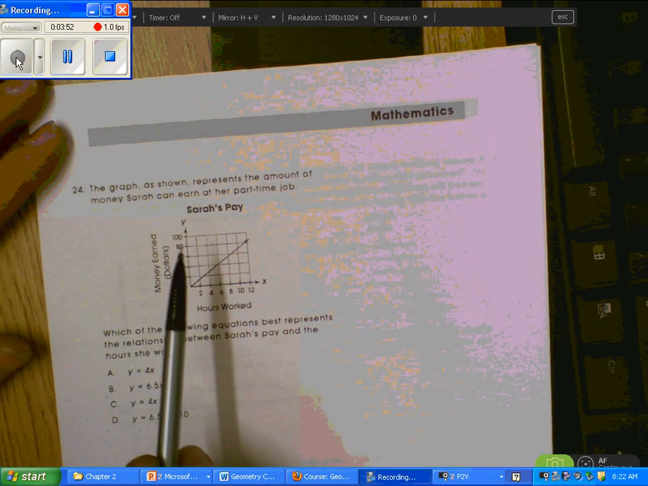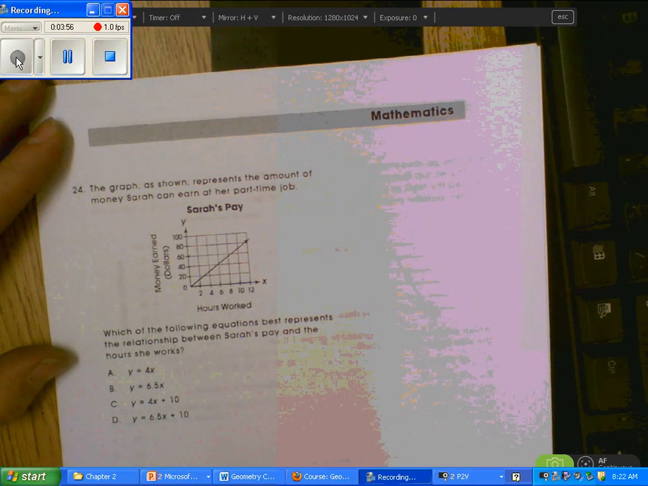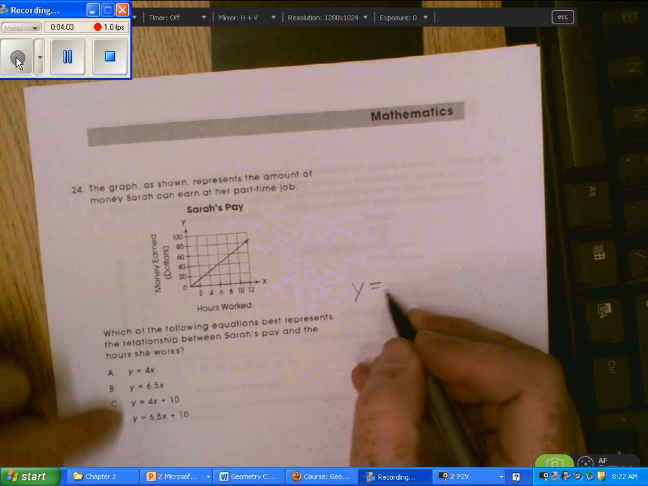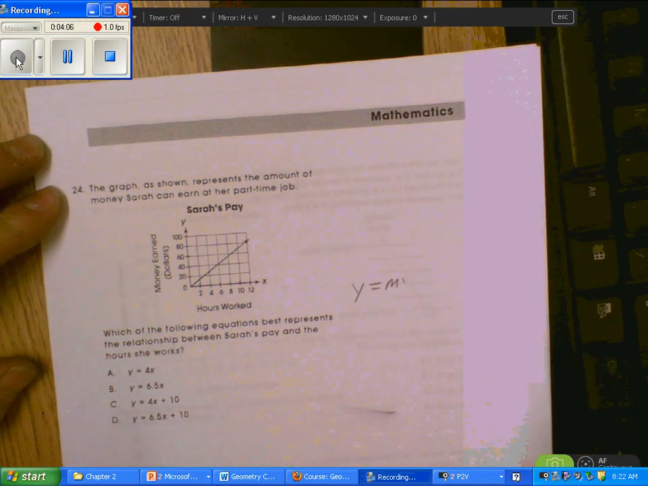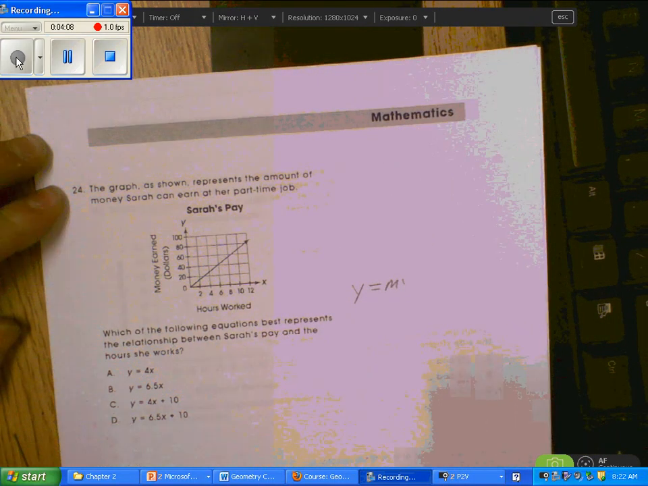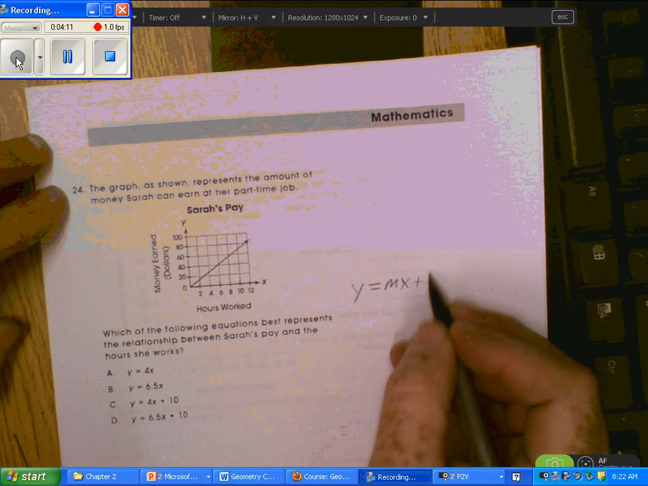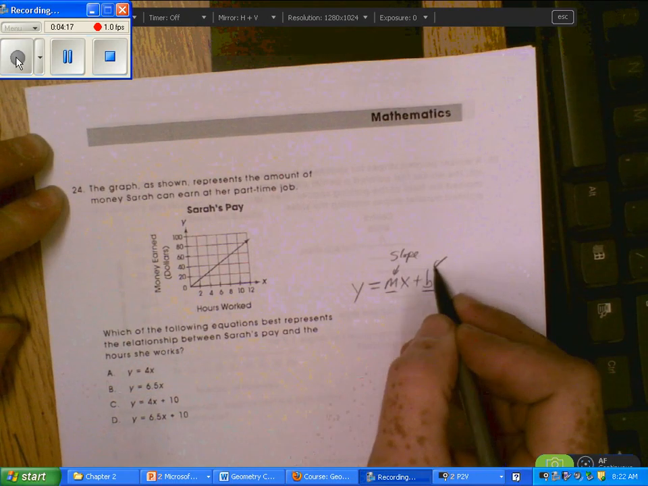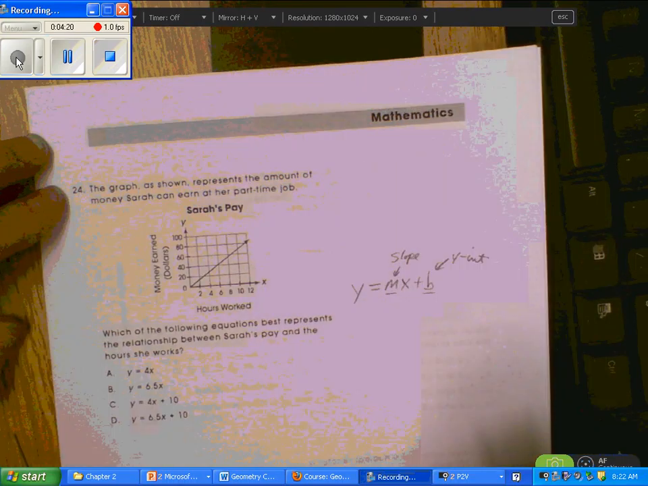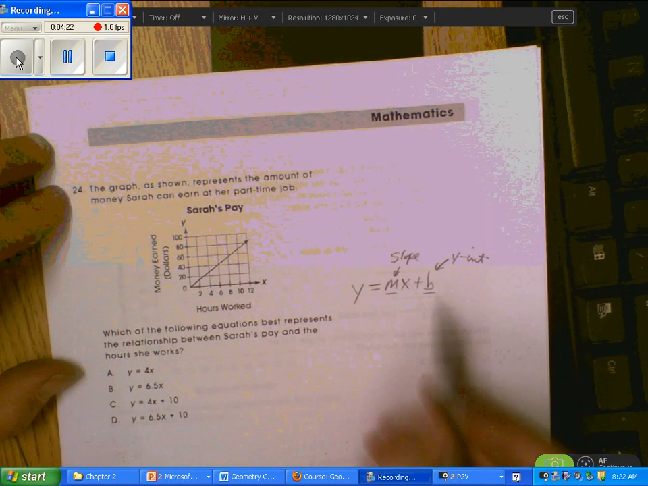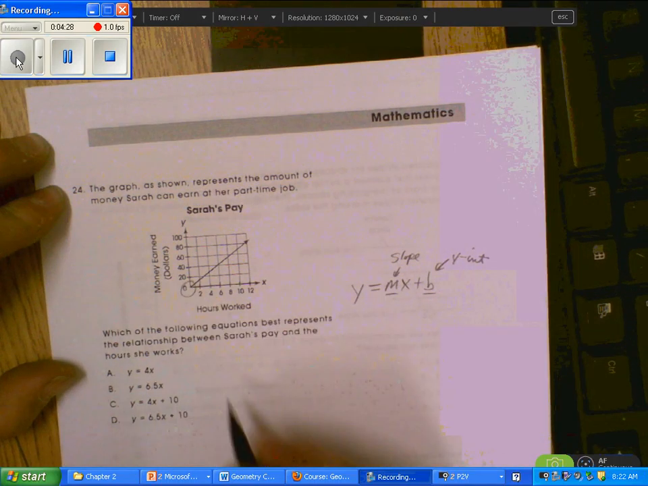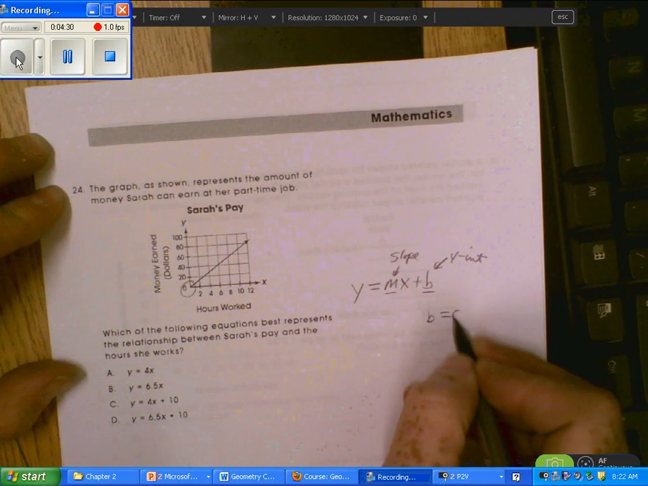The graph, as shown, represents the amount of money Sarah earned at her part-time job. Which of the following equations best represents the relationship between Sarah's pay and the hours she works? If we want to write in slope-intercept form, y equals mx plus b, we got to find the m and the b. M is the slope. B is the y-intercept, where the line crosses the y-axis. Well, the y-intercept in this case is 0, so we know b equals 0.